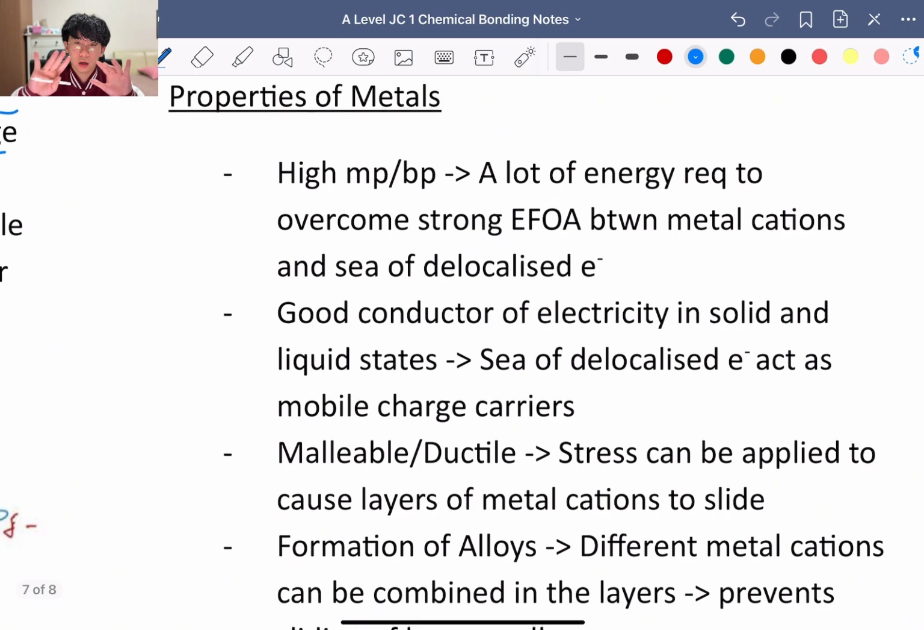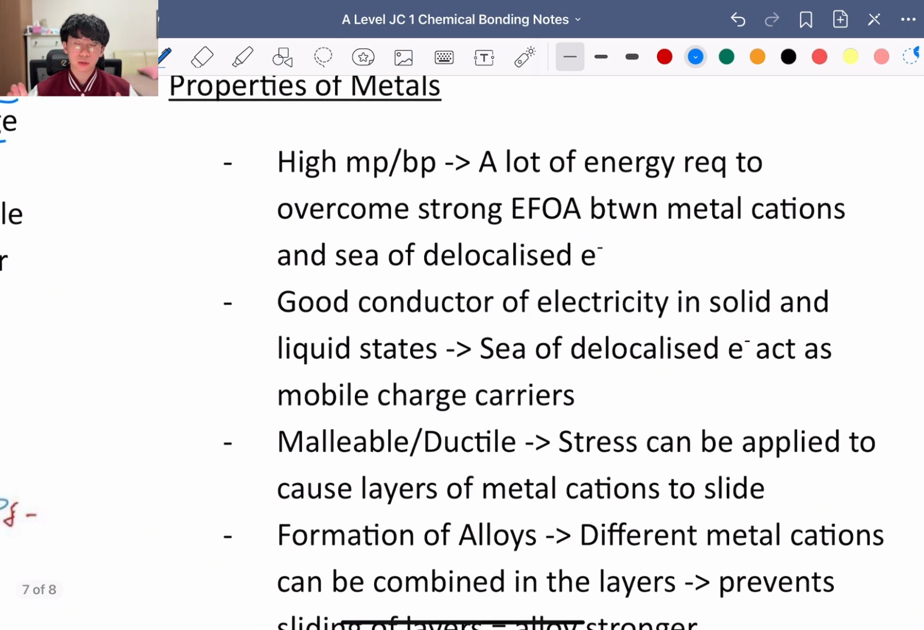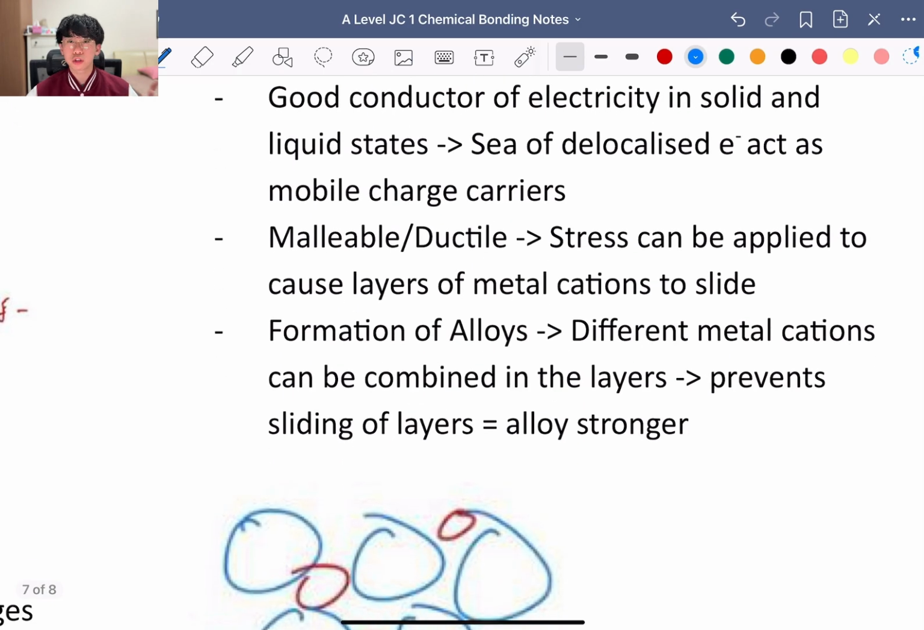And then we look at properties of metals. So metals also tend to have very high melting point and boiling point, looking at electrostatic forces of attraction. But just take note, this tends to be lower than ionic compounds. And of course, metals are very good conductors of electricity, because of this sea of delocalized electrons, and they all act as mobile charge carriers. Okay, they're also malleable and ductile.